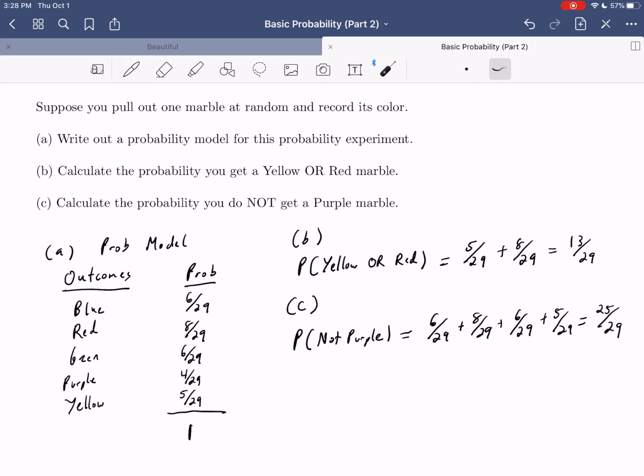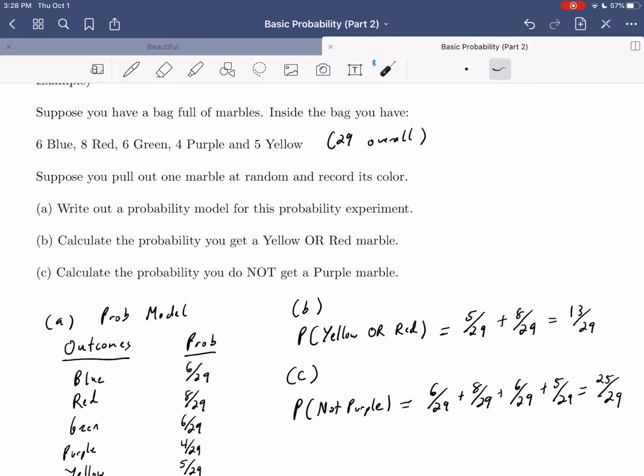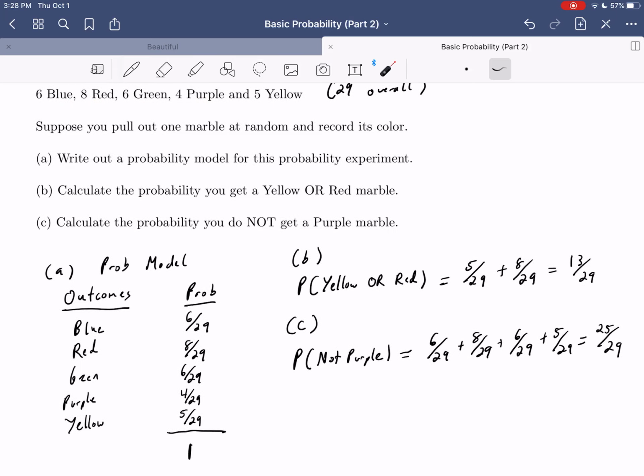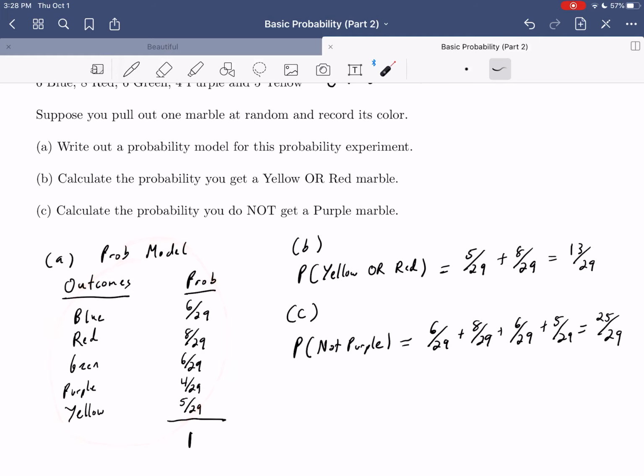Okay, so this was our first example here. We took a probability situation where we're looking at these different colors. The colors were not equally likely, so we went ahead and built a probability model. It wasn't super difficult to do that because there were just 29 marbles and the numerator was always just how many of each color, and then we calculated a couple probabilities from this. All right, let's continue on with another example where building the probability model will take a little bit more effort, at least in terms of organizing the different possibilities.